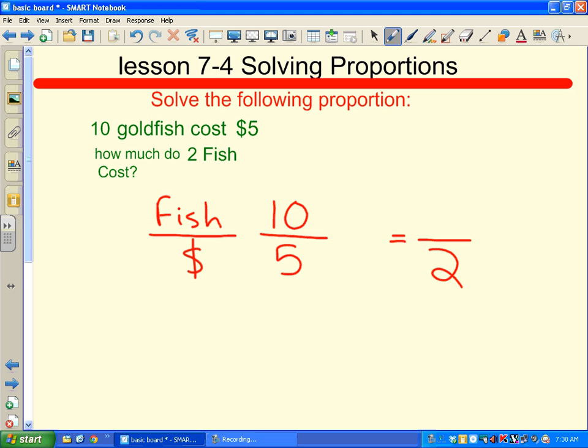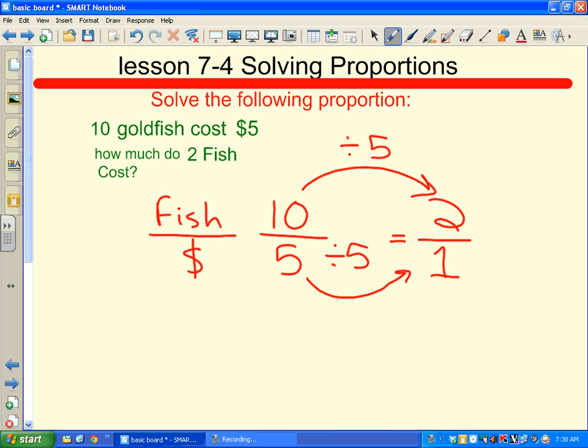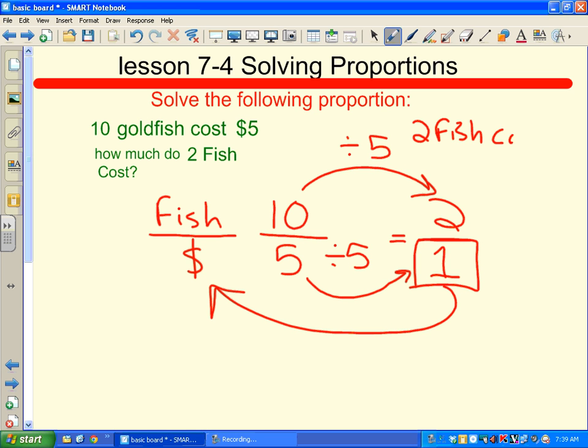Well, oh, I put that 2 in the wrong place, didn't I? To get from 10 to 2, I need to do the what? I need to divide by 5. 10 divided by 5 gives me 2. So if I do that on the top, I also have to do that on the bottom. It has to be proportional. So 5 divided by 5 is 1. 10 over 5 equals 2 over 1. But what does this 1 represent? This 1 represents $1. So the answer to my problem is this. 2 fish cost $1.